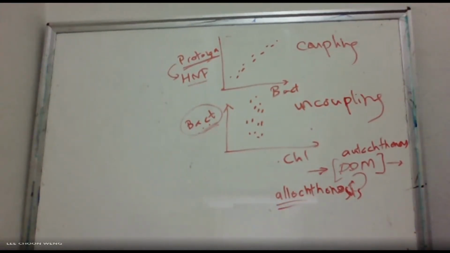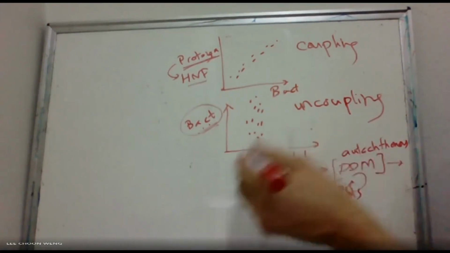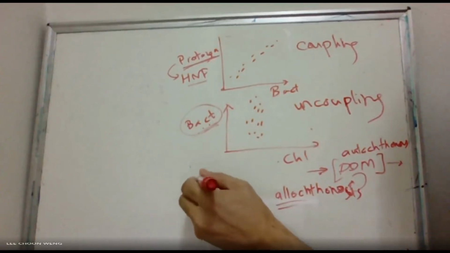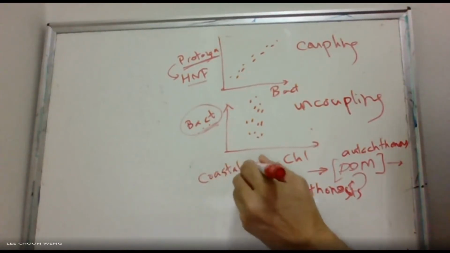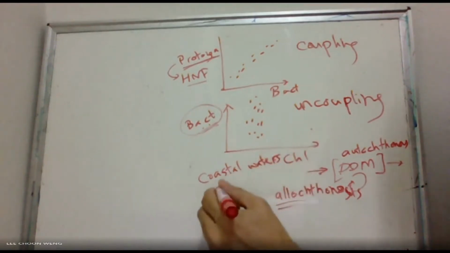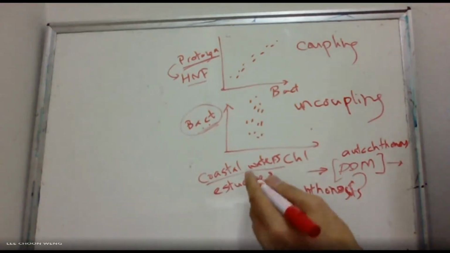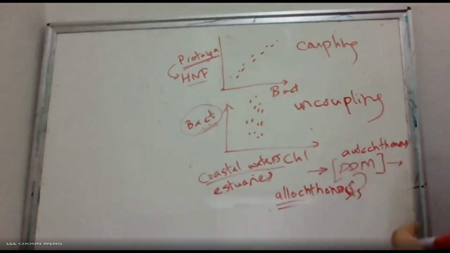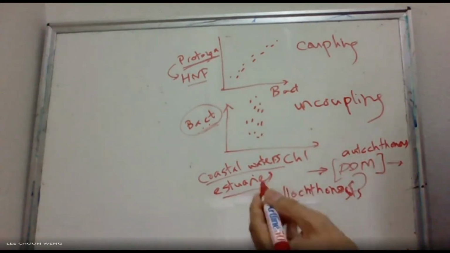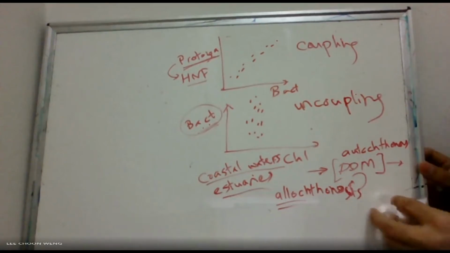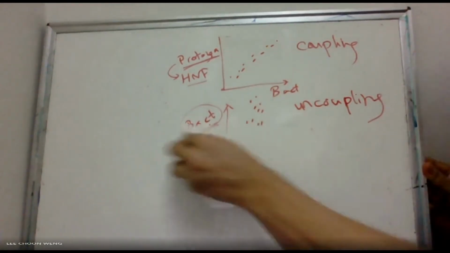So it's possible. And usually you may see this kind of phenomenon when looking at coastal water sites, or even estuaries. Why? Because coastal waters have lots of input from the land, and estuaries have lots of input from the rivers, from anthropogenic activities. Okay, so it's possible for uncoupling to occur.